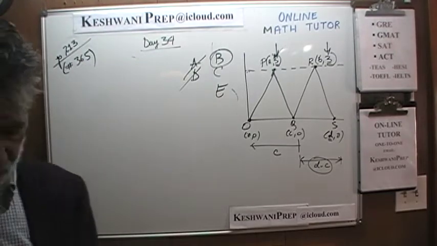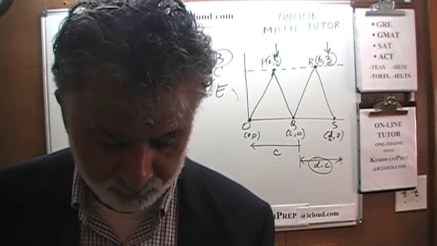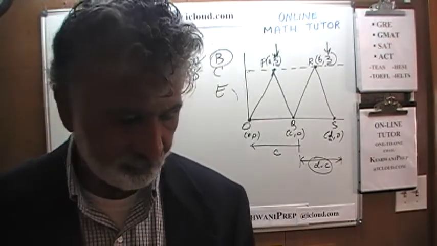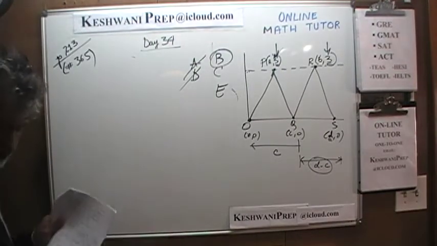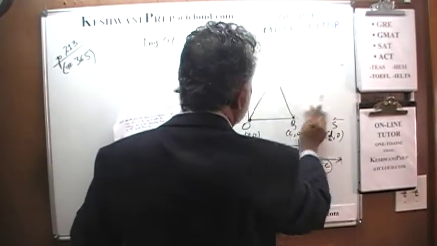365. Sometimes they're very nice. They actually tell you exactly in one of the statements the precise information that we're looking for, which makes it easier. Number 365.